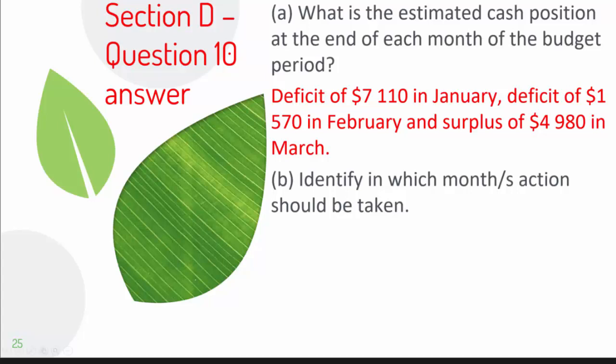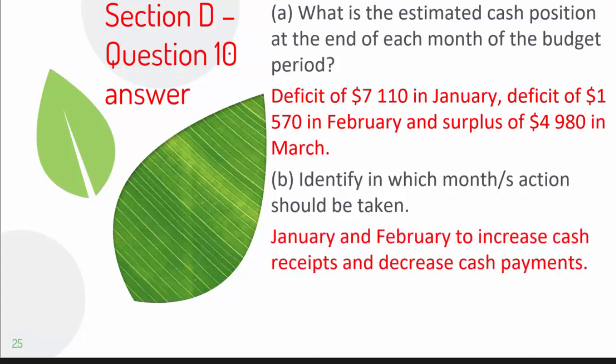I've given you extra information there. We had a deficit in the two months of January and March, and we turned that around and had a positive figure of 4,980. In part B, identifying which months action should be taken: basically in January and February, you could say increase cash receipts and decrease cash payments, to try and do something about that.